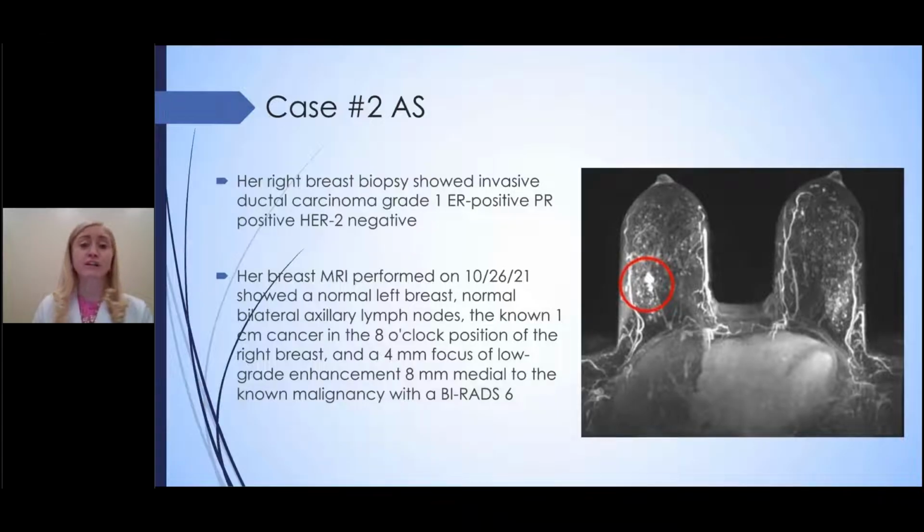Her right breast biopsy revealed an invasive ductal carcinoma. It was a grade 1, estrogen positive, progesterone positive, and HER2 negative. She then proceeded with a breast MRI. This showed that the left breast was normal, no issues on the left. Lymph nodes in the bilateral axillae were also normal. And then the cancer measured 1 centimeter on the MRI in the 8 o'clock position of the right breast. She had a 4 millimeter focus of a low-grade enhancement, about 8 millimeters medial to this known malignancy. So this was definitely able to be encompassed in a lumpectomy, and this was given a BI-RADS 6.